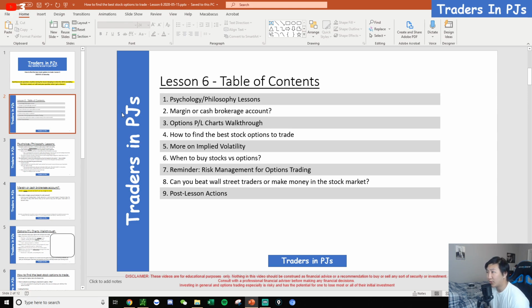So we're going to start off with psychology and philosophy. You guys know I'm a big believer that psychology and philosophy is the foundation for a good trader. You can have all the technical knowledge that you want, but if you don't have a good philosophy and psychology of a good trader, you're not going to do well.